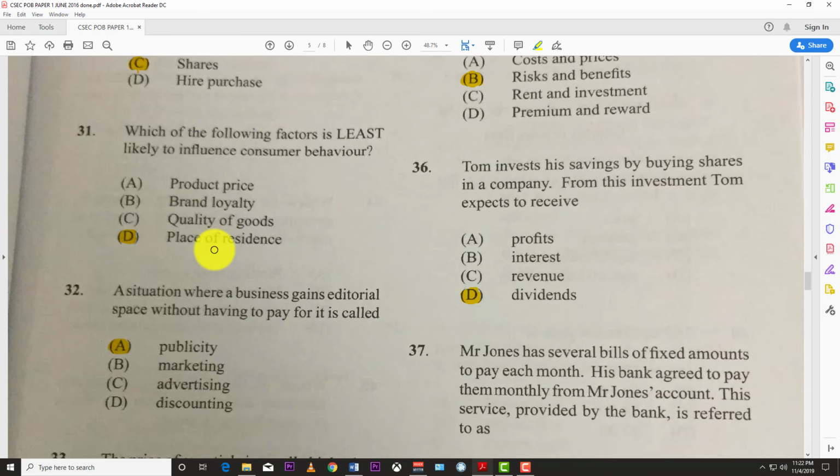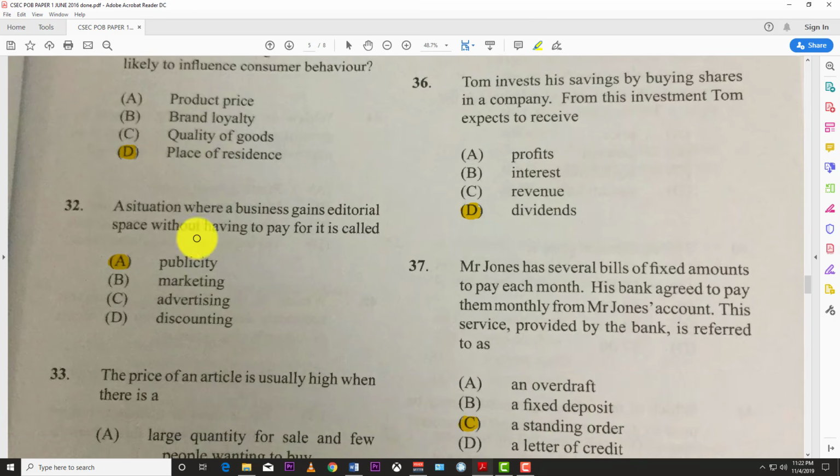31, which of the following factors is least likely to influence consumer behavior? So supply and demand. And the best answer is place of residence, because with globalization, it doesn't really matter where you live, you can always buy stuff online. So place of residence isn't really an issue when it relates to consumer behavior. Product price, sure. Brand loyalty, sure. Quality of goods, sure.